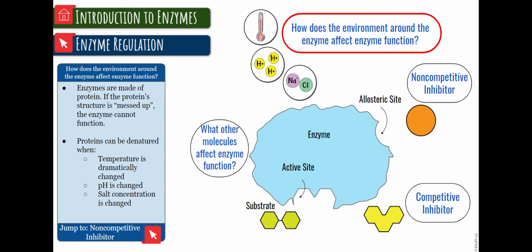pH can also change it, because the different positive and negative charges caused by the H plus ions can cause it to change shape. It can be attracted to different areas. And then salt concentration can also change it. Again, positive and negative charges can pull positive and negative parts, amino acids, away from where they would have already been.